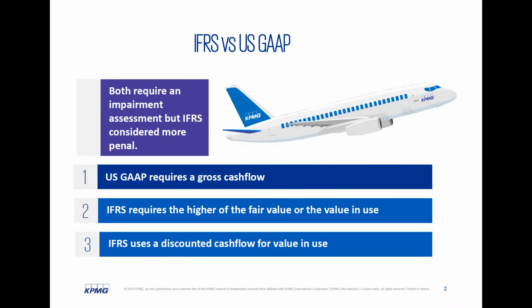Yeah, thanks, Joe, for having me. So, US GAAP and IFRS are similar but different. IFRS is viewed as more penal by users as it requires the use of a discount rate when assessing the value in use. US GAAP does not and can use a gross cash flow. Essentially, what this means is that you are more likely to get impairments earlier under IFRS than in US GAAP.